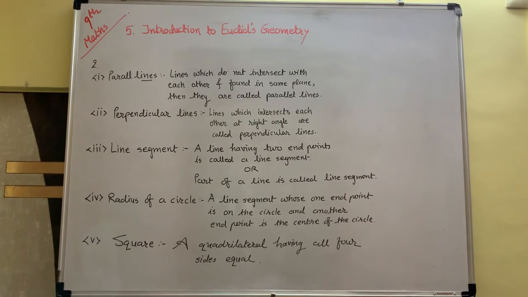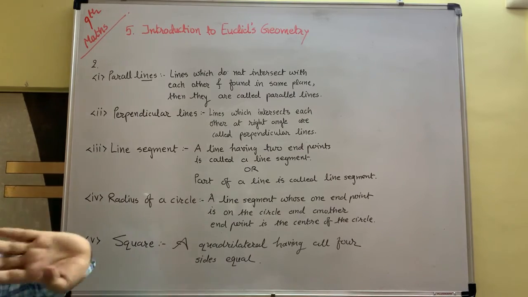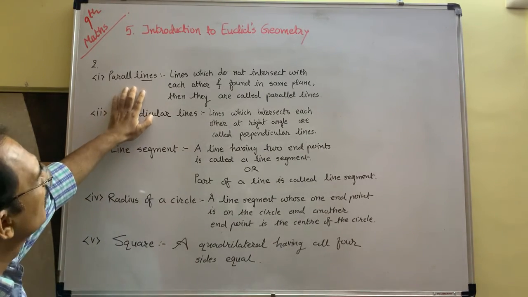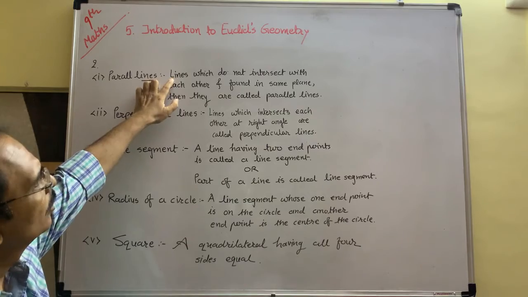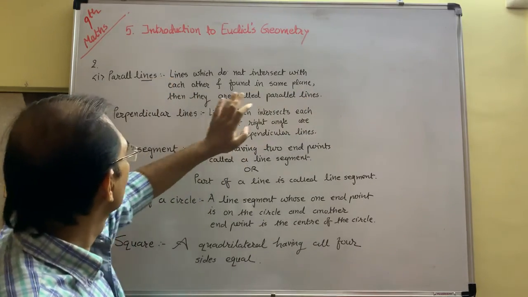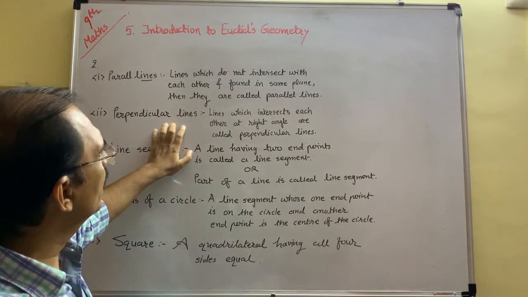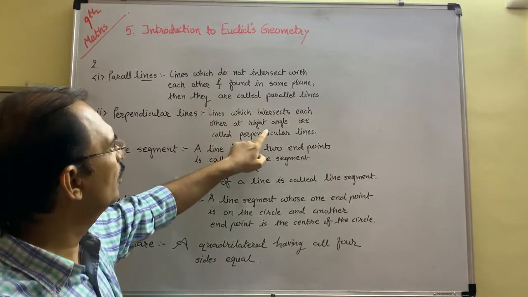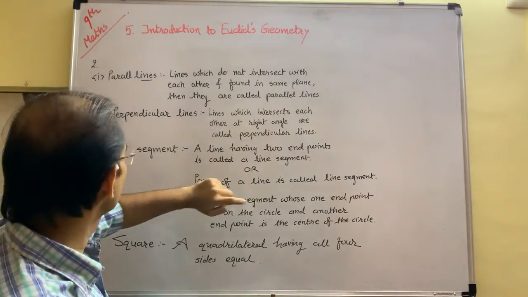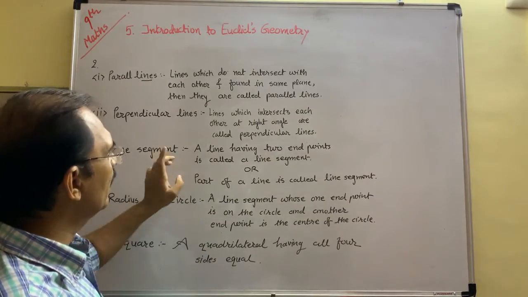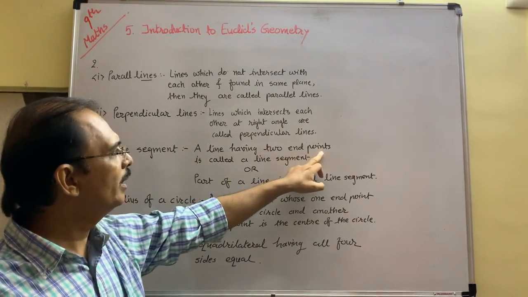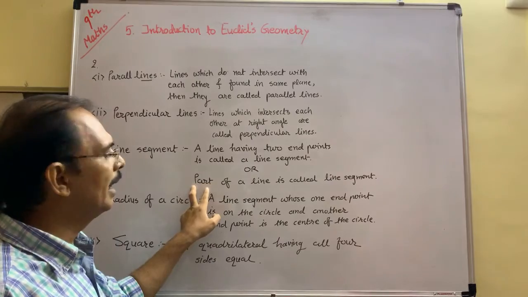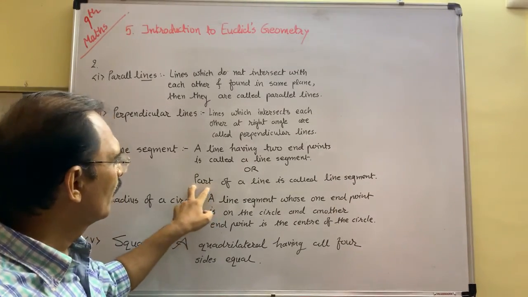Another question is also there: are there other terms that need to be defined first? Yes, many terms are there. For example, if you want to define parallel lines, you need to define lines. You need to define planes. If you want to explain perpendicular line, you need to define line. You need to define right angle. What is called a right angle? If you want to define line segment, again line. Again, what do you mean by point? What is the part? The word part means what?